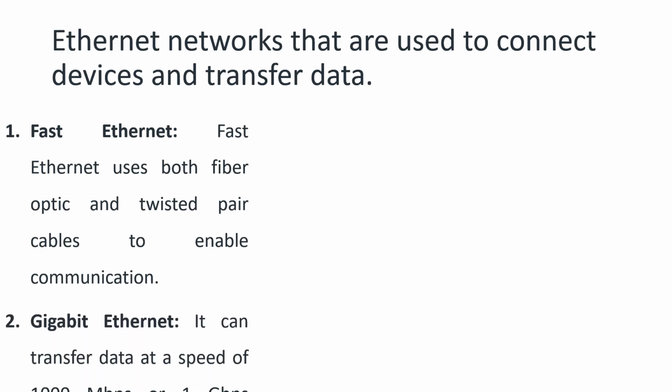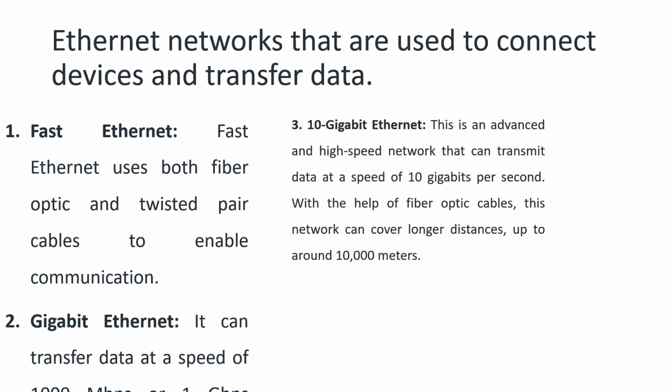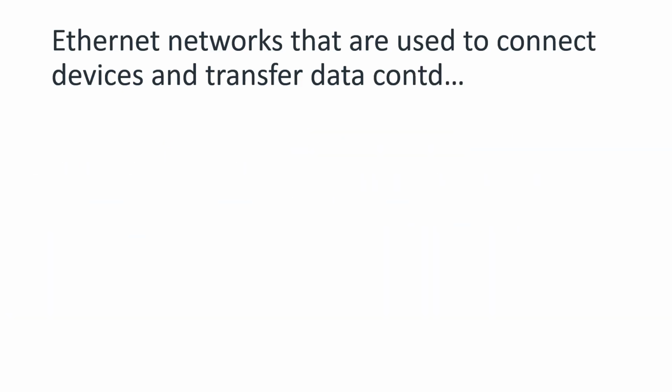Gigabit Ethernet can transfer data of up to 1000 Mbps or 1 Gbps. 10 Gigabit Ethernet is an advanced and high-speed network that can transmit data at a speed of 10 gigabits per second. With the help of fiber optic cables, this network can cover longer distances, up to around 10,000 meters.